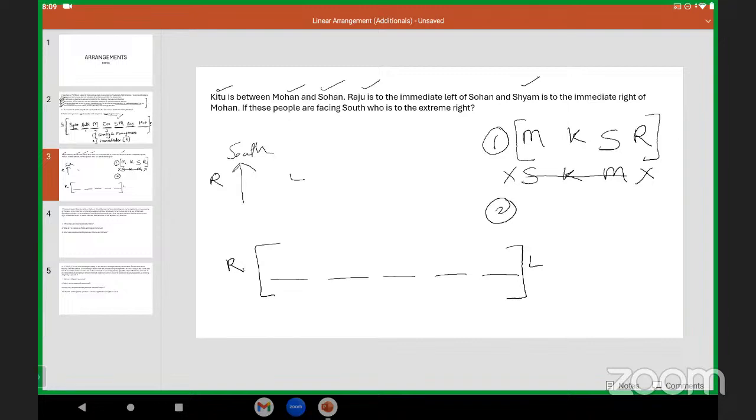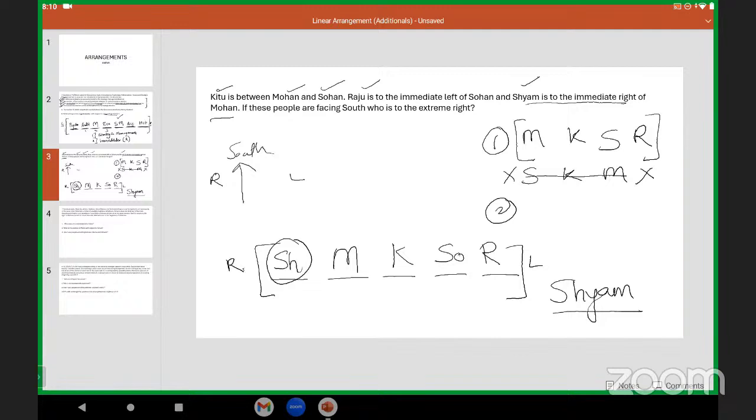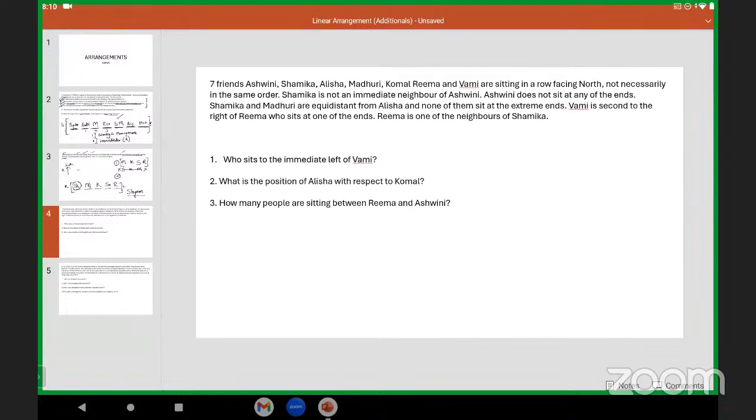This will be eliminated because we want this to be in this way. And Sham is to the immediate right of Mohan. So Sham will be towards here, which means K will be over here, S will be over here, R will be over here, M. So this is for Sohan and this is for Sham with the last statement. Sham is to the immediate right of Mohan. If these people are facing south, who is to the extreme right? So extreme right is Sham. So try solving this. Take 5 minutes.